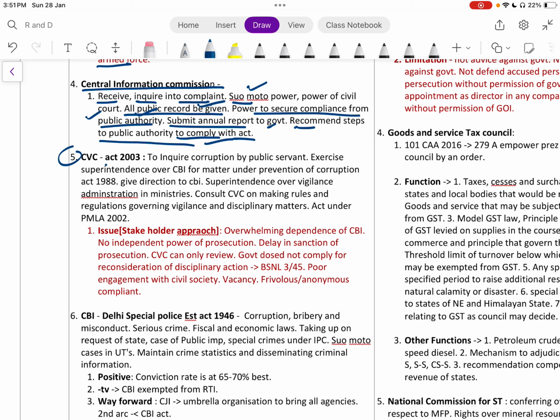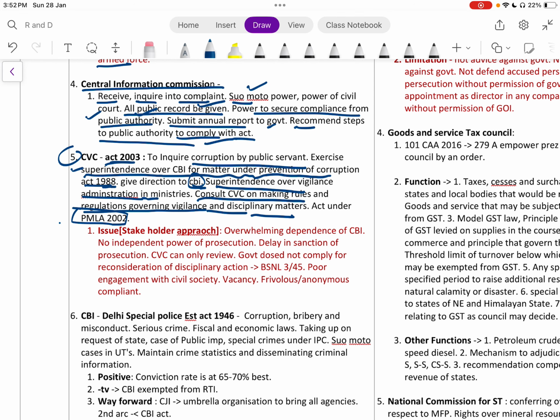Central Vigilance Commission Act 2003: it inquires into corruption in the public service and exercises superintendence over the CBI for matters under the Prevention of Corruption Act 1988. It gives directions to the CBI, exercises superintendence over vigilance administration in ministries, and is consulted on making rules and regulations governing vigilance and disciplinary matters. It also acts under the Prevention of Money Laundering Act 2002.